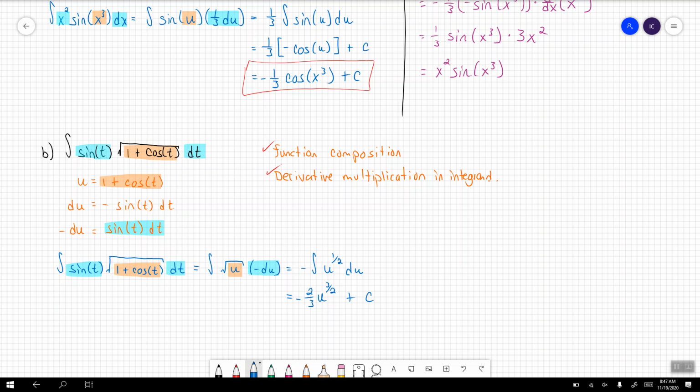But once again, we have to make sure that our answer is in terms of the variable that was given. So I'm going to resubstitute what was initially u. U is initially 1 plus cosine t, and that's raised to the power of 3/2, plus c. There we are. That's our final answer.